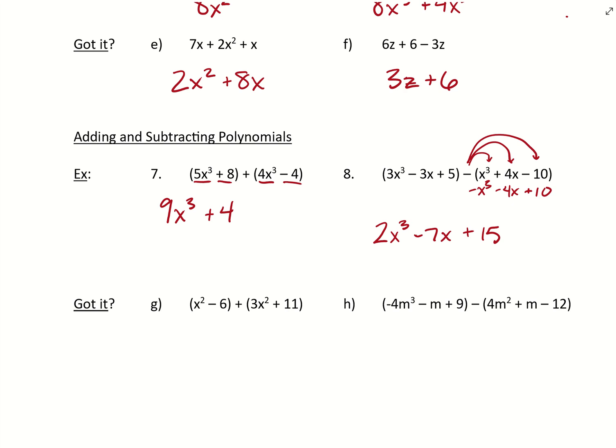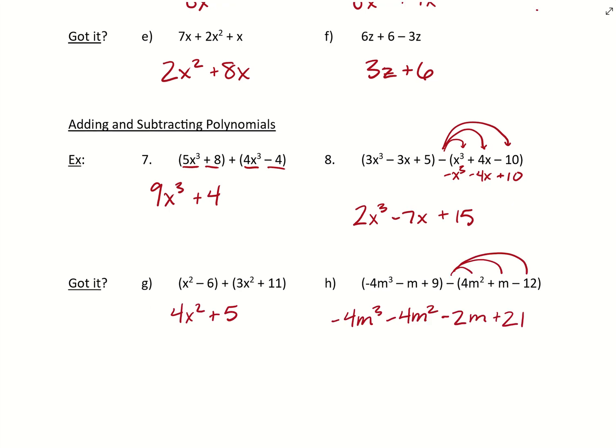Go ahead and do Got It problems G and H. Pause the video. All right, on G, you should get 4x squared plus 5. H, negative 4m cubed minus 4m squared minus 2m plus 21.